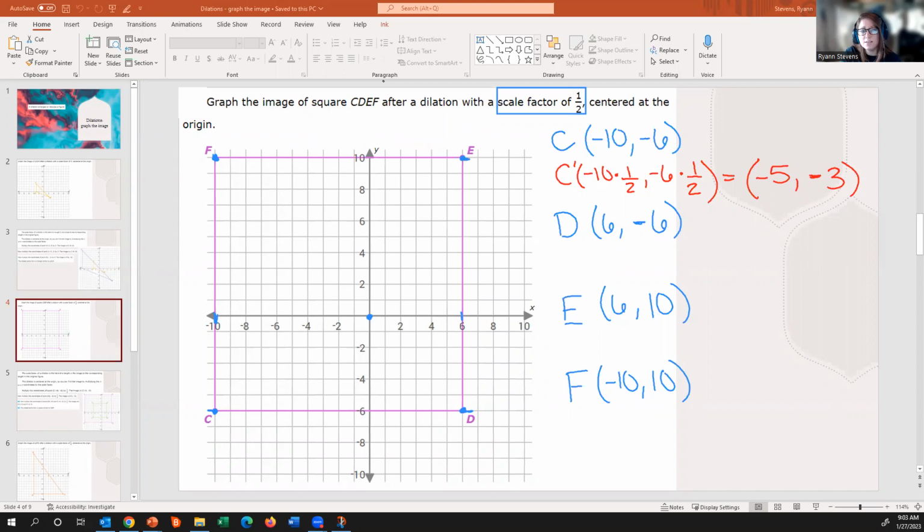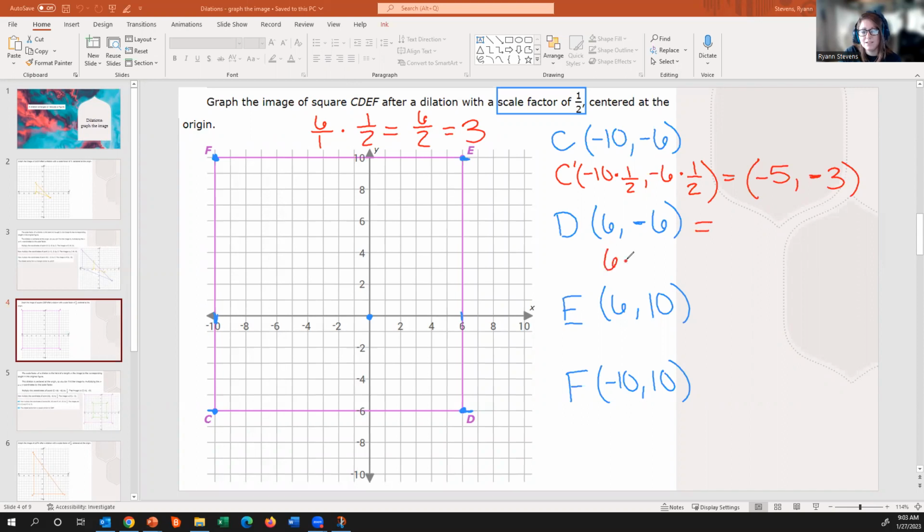So our next point is going to be at D. So we're going to say 6, +6. And I'll write this one as a fraction again. Remember, a whole number goes over 1. And then we're going to multiply this by 1/2, which would give us 6 over 2. And then fractions are division. So 6 divided by 2 would give us +3.